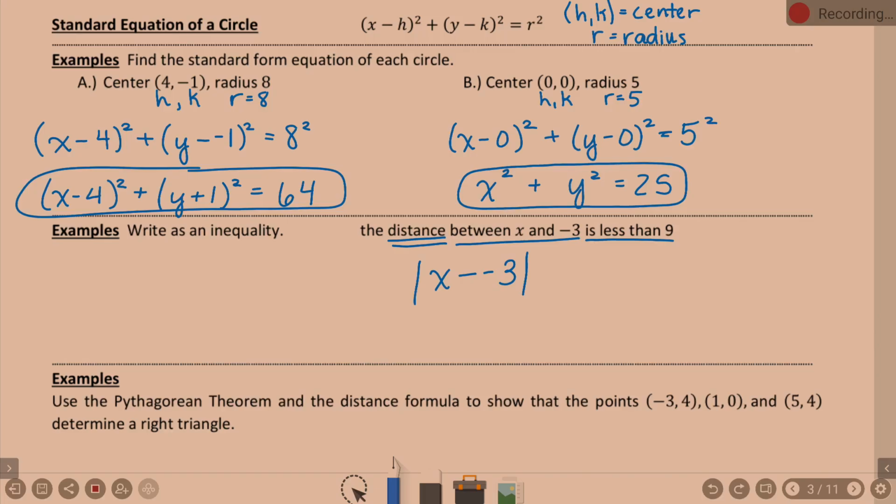What are we going to do here? The alligator. Less than 9. Did I do the right alligator? Yes. The alligator has his mouth wide open.